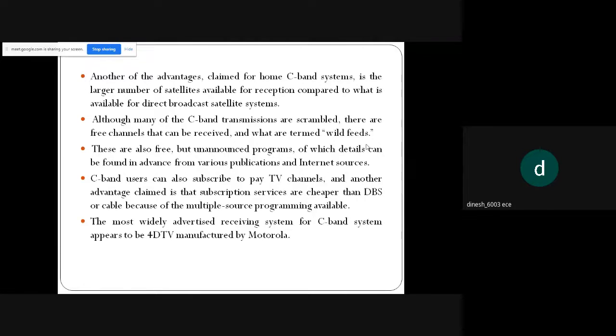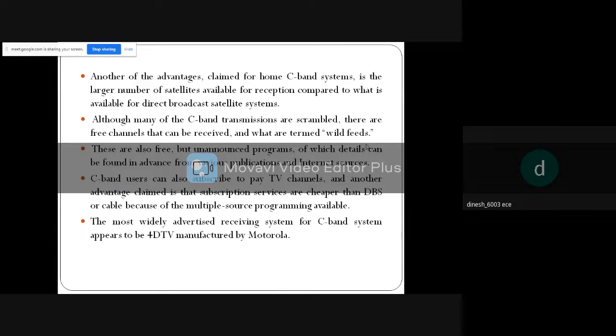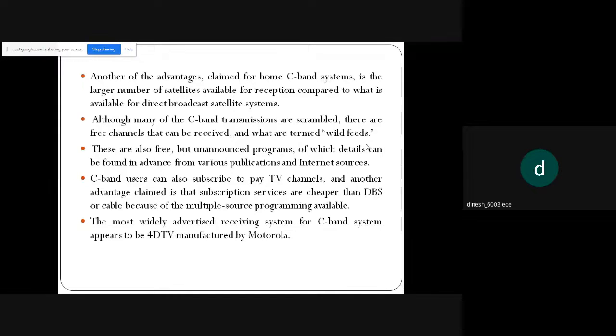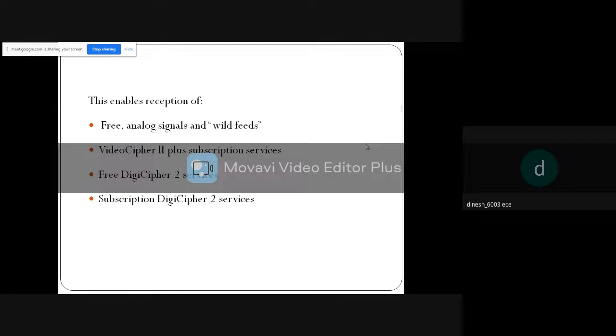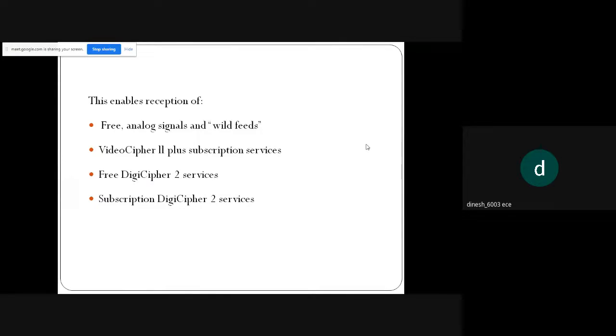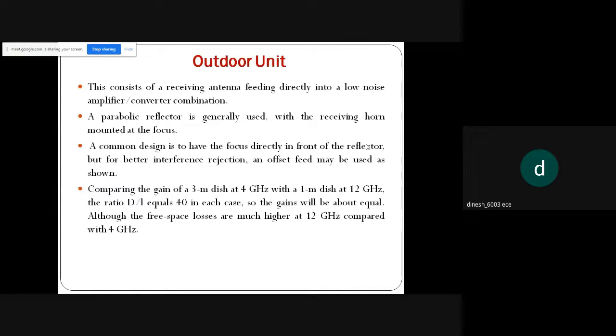So the most widely advertised receiving system for C-band appears on the 4D TV manufactured by Motorola company. So Motorola company is offering 4D TV, which is operating in the C-band system, which enables the following features: free analog signals and wild feeds, video ciphering 11 with subscription services, free DigiCypher 2 services, and subscriber DigiCypher 2 services. So this is about the indoor unit.